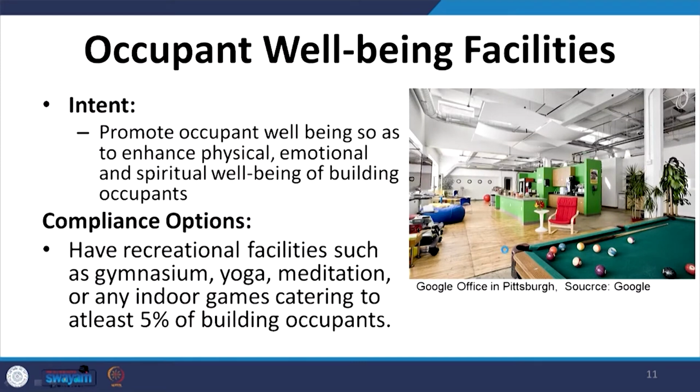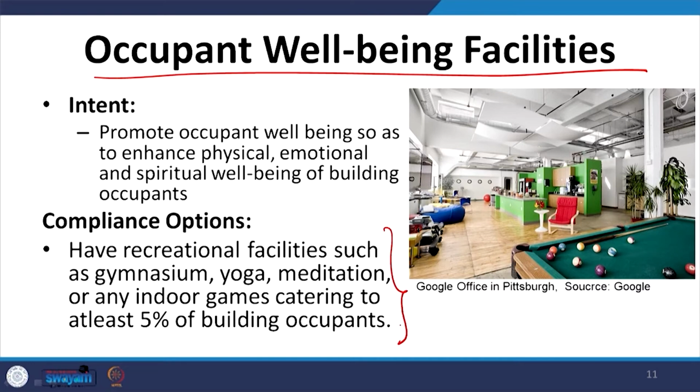In addition to outdoor views, we have to ensure that occupants' well-being facilities are provided in multi-occupant areas, for example, large offices. The intent is again to promote the well-being of the occupants, where long sitting hours are there. As we have been discussing, they need breakout areas and recreational facilities, for example, a gymnasium, or yoga, or meditation, or any other indoor game for that matter. Such areas are to be provided for at least 5% of the building occupants.